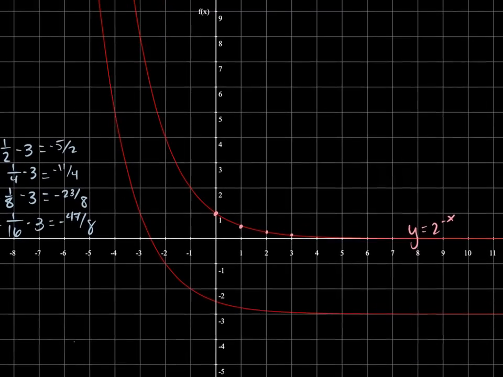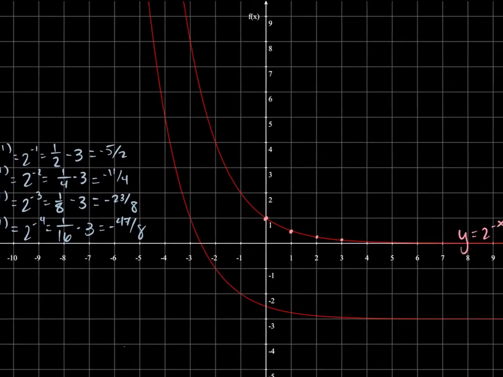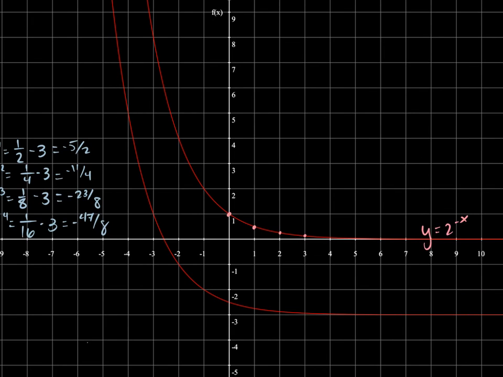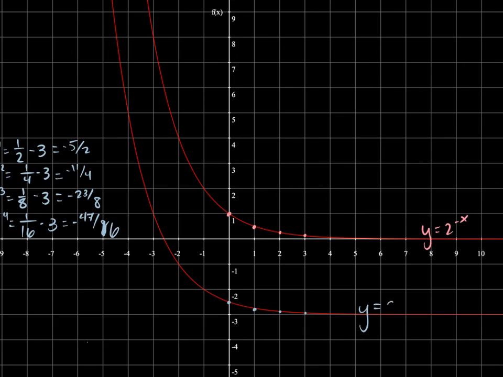All in all, not very pretty numbers. So we're going to try and plot these. We got 0, 1, 2, and 3. So at 0, we are down at negative 5/2, right there. Okay. Then 1 is negative 11/4. 2 is negative 23/8. And 3 is negative 47 16ths, not 8ths. There, that's a typo. Okay, and so there's our graph, that second line in red. So that's y equals 2 to the negative x plus 1 minus 3.